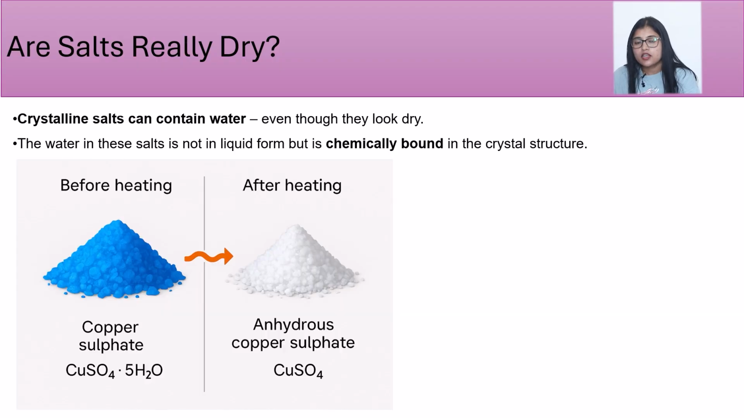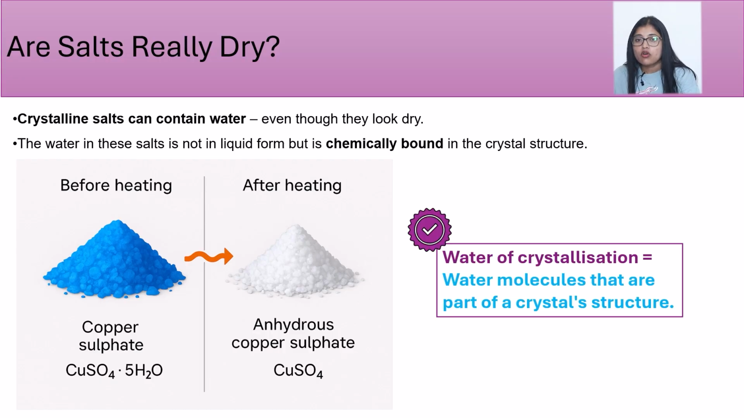A common example is copper sulfate, which exists as copper sulfate pentahydrate with 5 water molecules, but upon heating, we can see that a chemical reaction takes place where the color changes and it becomes white and it becomes anhydrous copper sulfate, that is CuSO4 without any water molecules. So, we define this as water of crystallization, that is, in copper sulfate 5H2O is water of crystallization, which is water molecules that are part of its crystal structure.